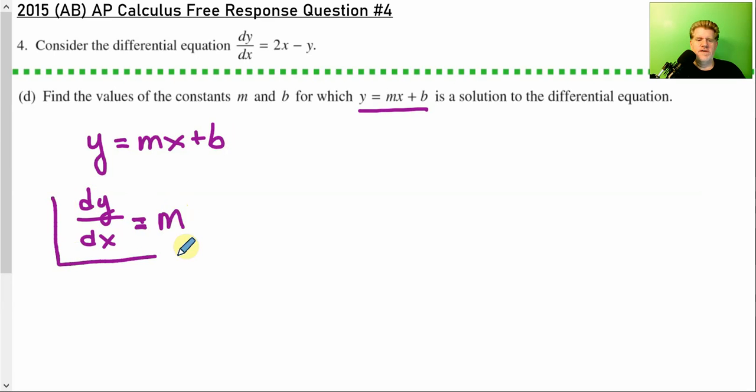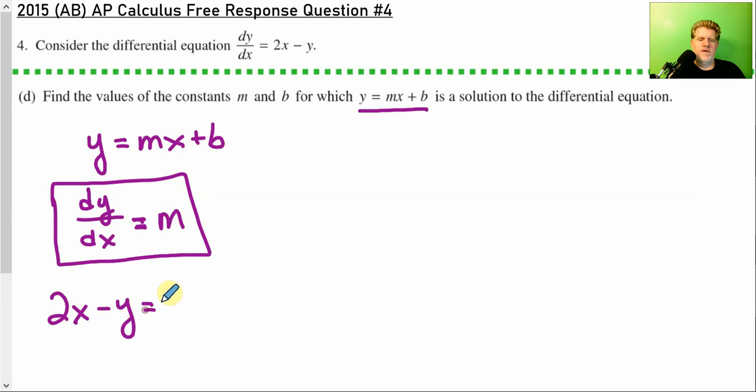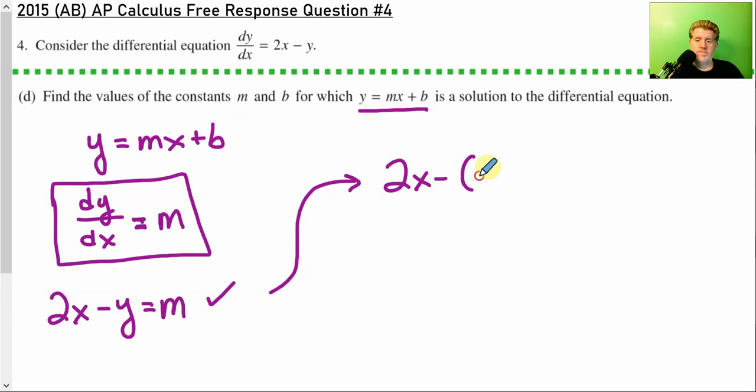So I have this dx over dy equals m. Well, dx over dy equals 2x minus y. So I want to check this out and find out when m and b make that true. Now here's the problem. There's no b in that equation, is there? But I do know another piece of data. I know y equals mx plus b. There's a lot of substitution in this problem. So 2x minus. Now in place of y, I'm going to put mx plus b. That's going to equal m.